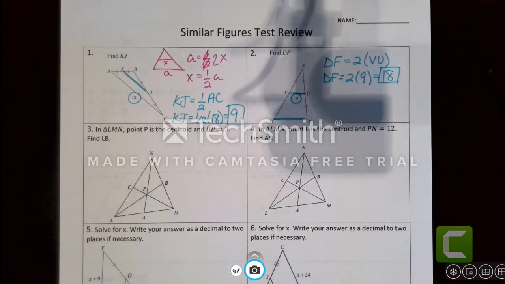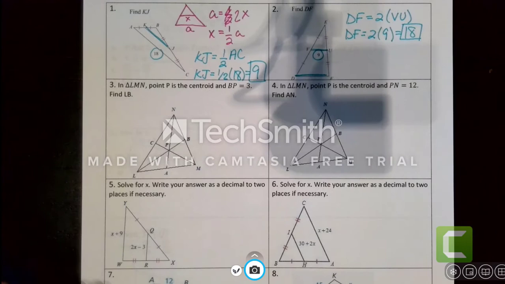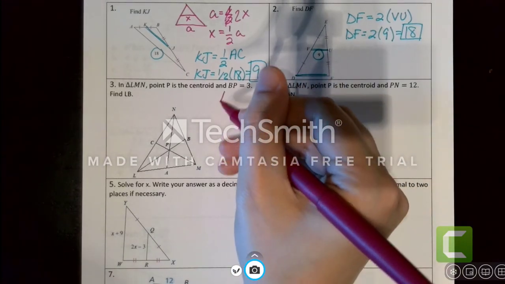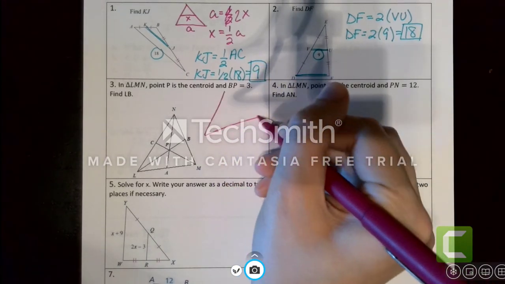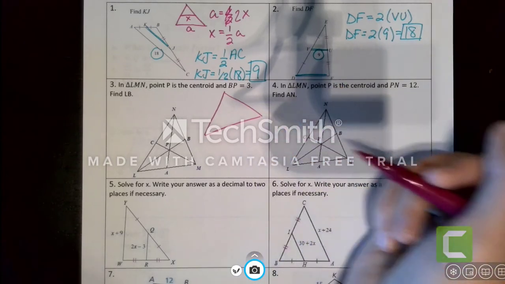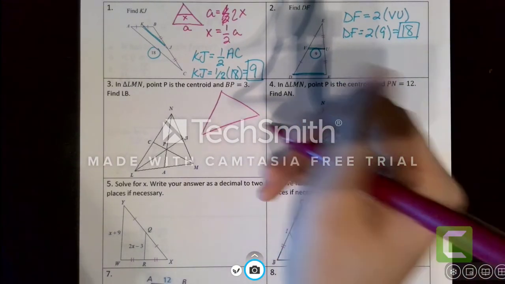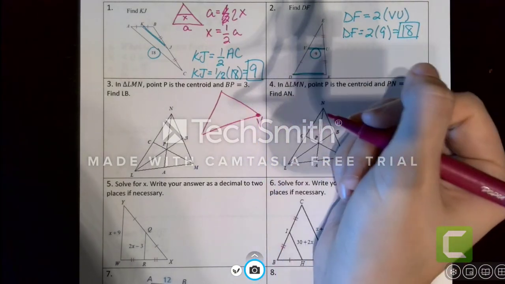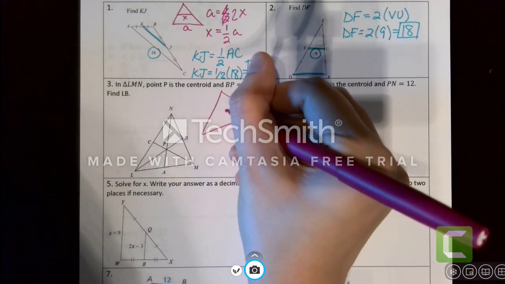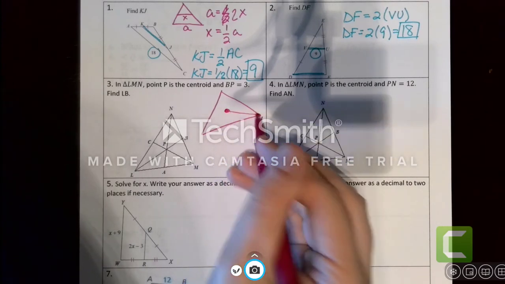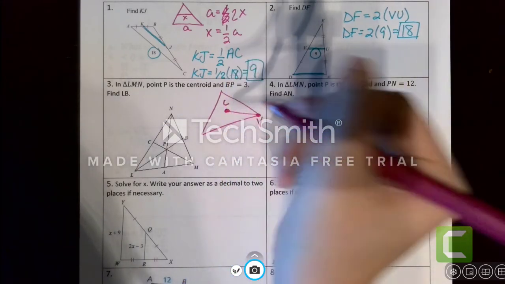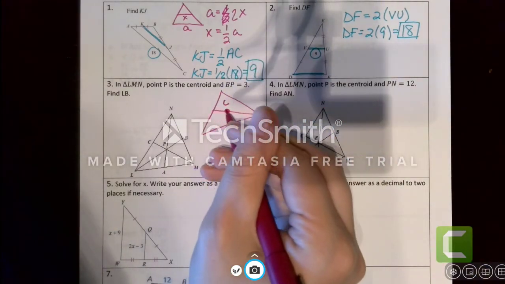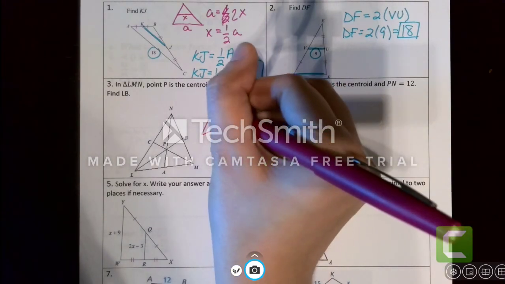Medians are a little bit more tricky. When we're talking about medians, we look at it in two different parts. We go from the vertex to the centroid, which is the center of your triangle, all the way to the midpoint.